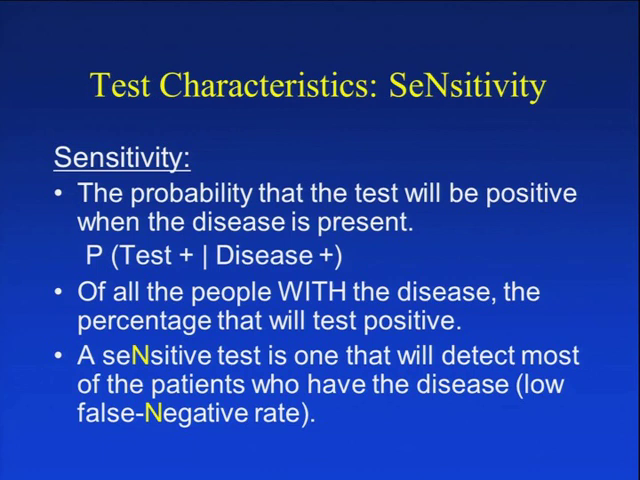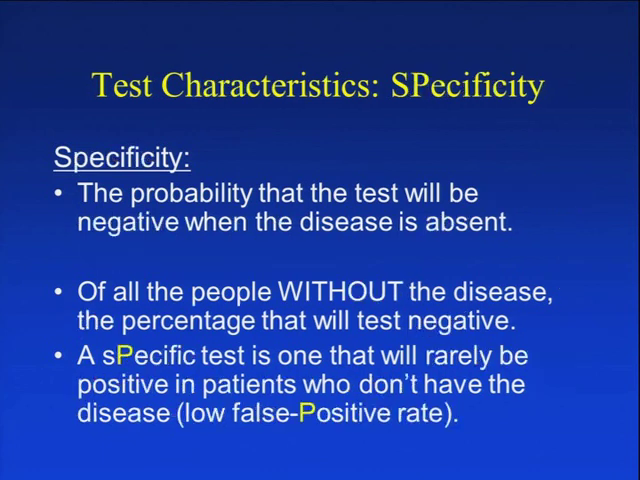Another way to say it is that of all the people with the disease, it's the percentage of those people that test positive. Another way to think about it is that a sensitive test is one that will detect most of the patients who have the disease. In other words, it will have a low false negative rate. The false negatives, remember, are ones where the test is negative, but the patient actually has the disease. If the false negative rate is low, then your sensitivity will be high. You will have a very sensitive test. This will make sense as you look at it visually on the 2x2 table. So for those of you that are visually oriented, I encourage you to do that.